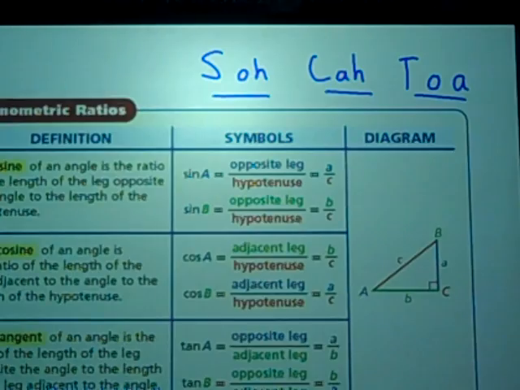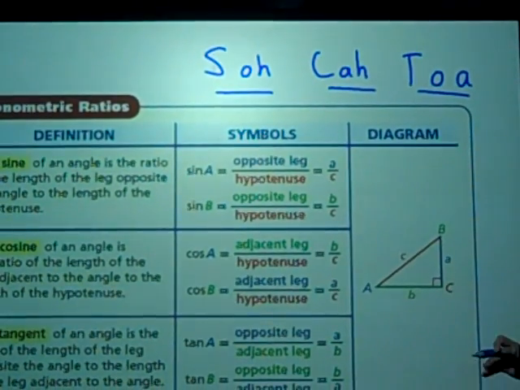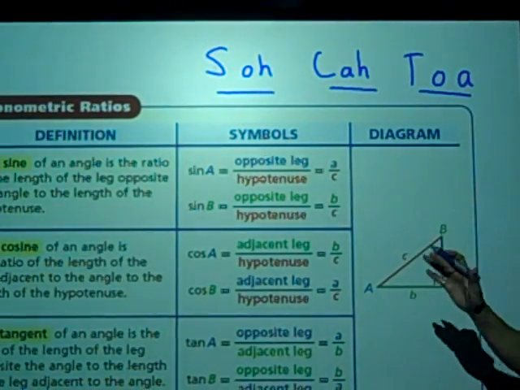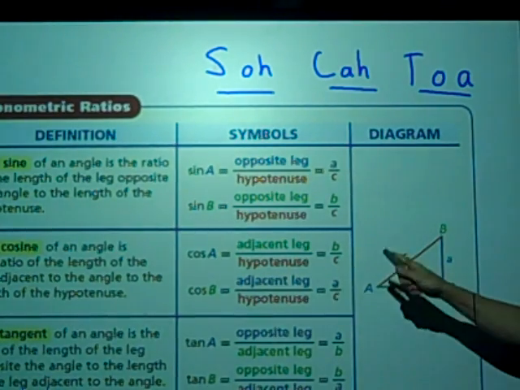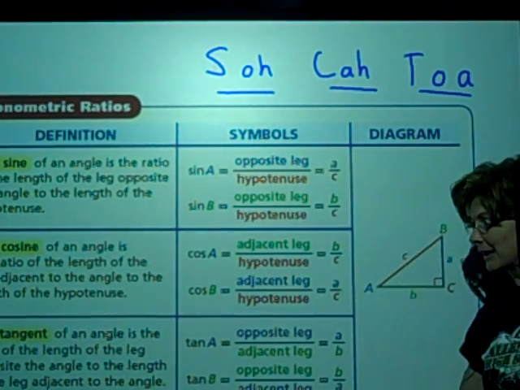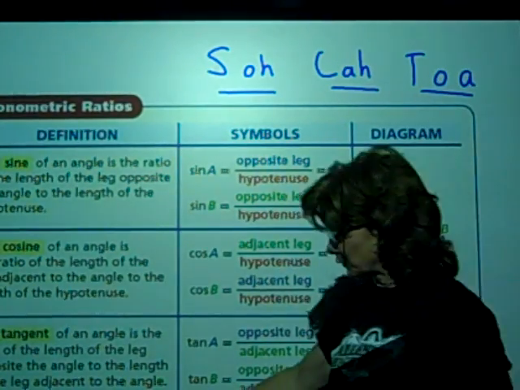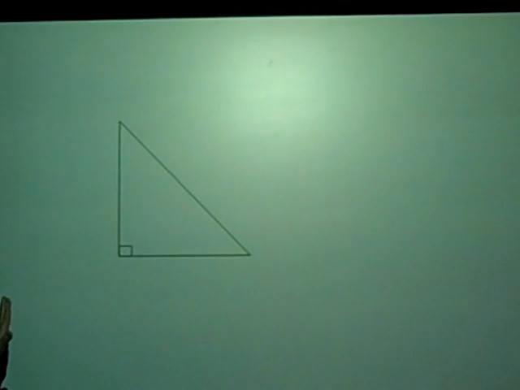Funny little acronym, but it's a good way to remember these ratios. SOHCAHTOA. This is in your book, and we're going to talk about the big ideas on it that sometimes confuse people. Now, let's look at our right triangle.